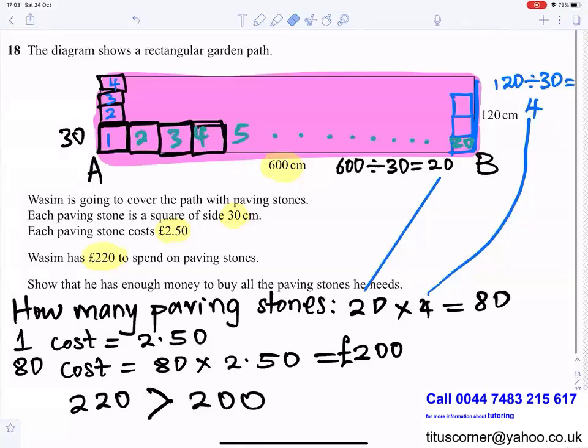Question number 18. The diagram shows a rectangular garden path.